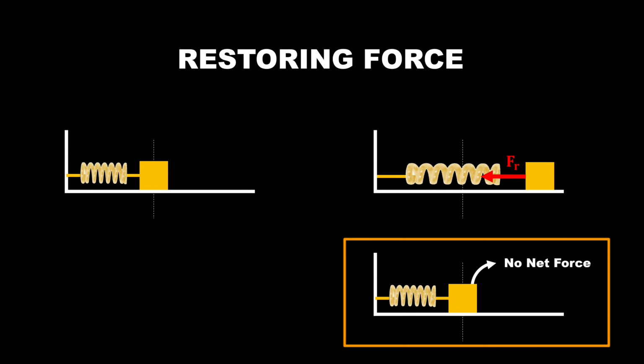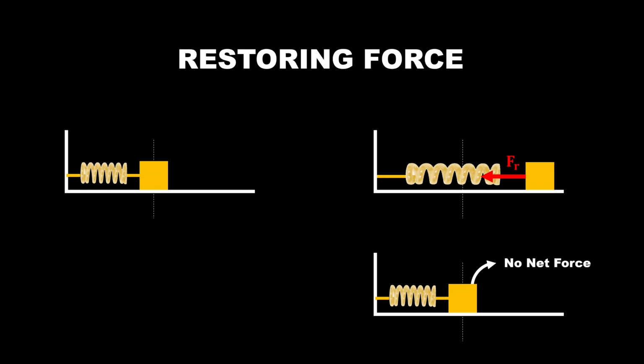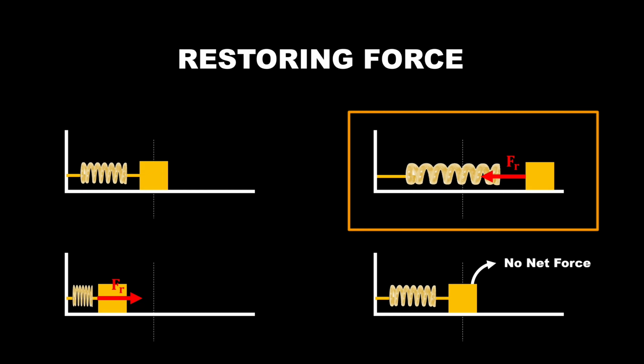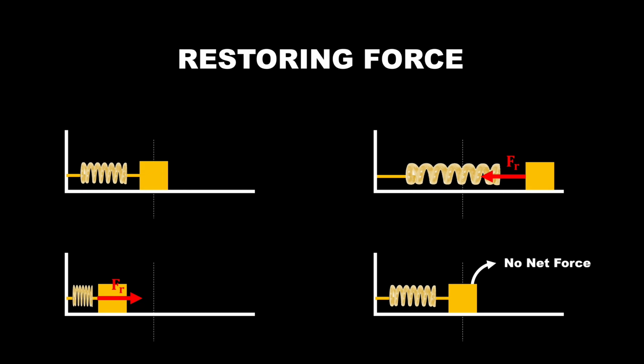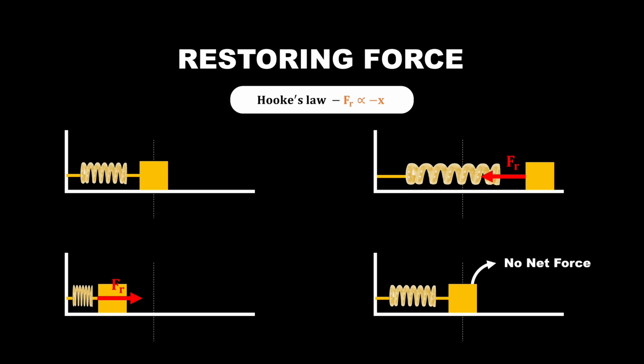When the mass is in its equilibrium position, it experiences no net force, and the spring is neither stretched nor compressed. However, if we displace the mass to the right or left from this equilibrium position, a restoring force will come into play. Hooke's law states that the magnitude of the restoring force is directly proportional to the displacement from the equilibrium position. Mathematically, we can express this as F = -kx, where F represents the restoring force, k is the spring constant, and x denotes the displacement.